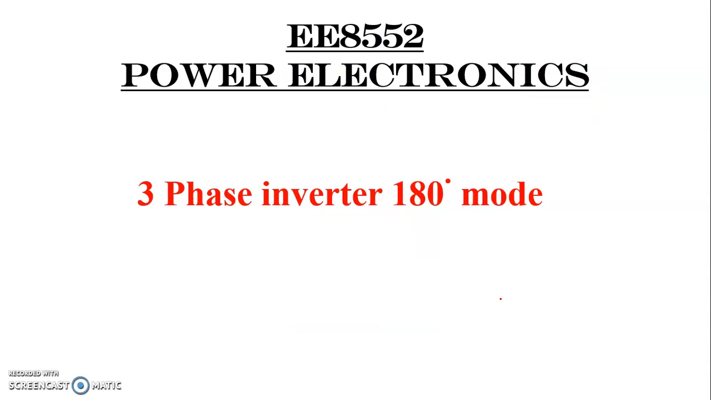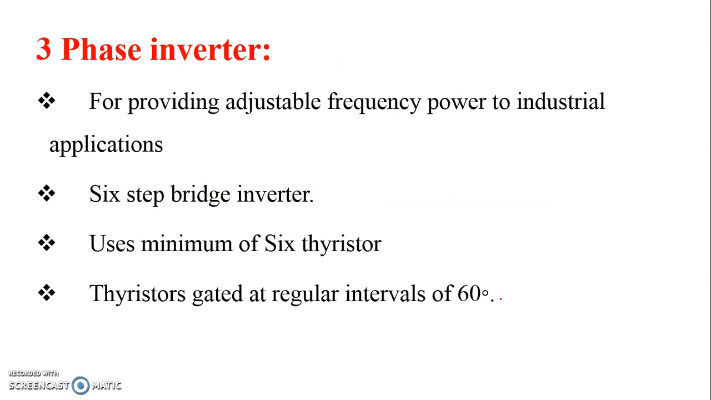This video lecture is related to the three-phase inverter with 180-degree mode of conduction. An inverter is a device which is used to convert DC voltage into AC voltage. Likewise, the three-phase inverter is also used to convert DC voltage into AC voltage. Mainly, three-phase inverters are used in industrial applications for providing adjustable frequency power.